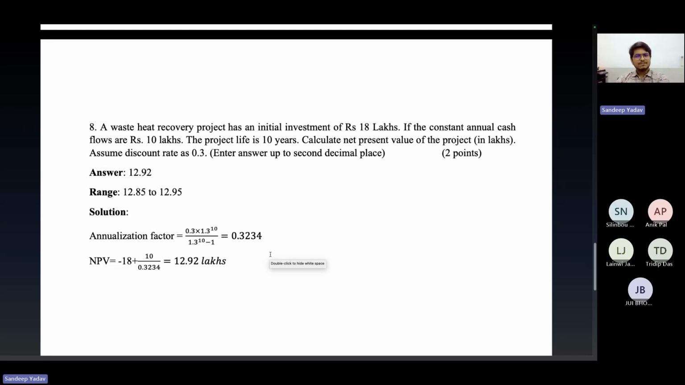Here, first we have to calculate the annualization factor, that's CRF. CRF is d(1+d)^n divided by (1+d)^n minus 1. That comes out to be 0.3234. To calculate the NPV, NPV is equal to the initial capital investment, which is minus because we are paying initially, so minus 18 lakhs, plus the annual cash flow, that is 10, divided by CRF. That comes out to be 12.92 lakhs.